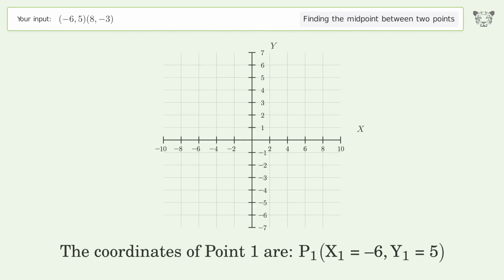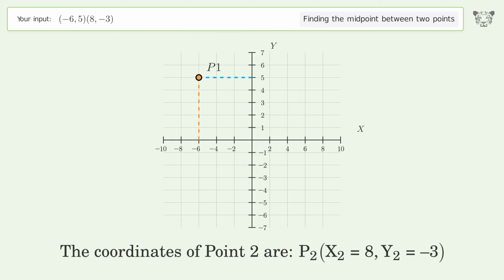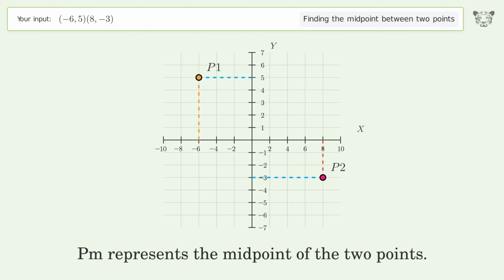The coordinates of point 1 are x1 equals -6, y1 equals 5. The coordinates of point 2 are x2 equals 8, y2 equals -3. PM represents the midpoint of the 2 points.